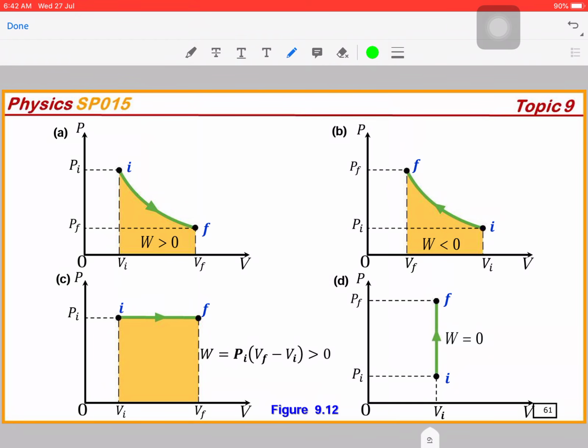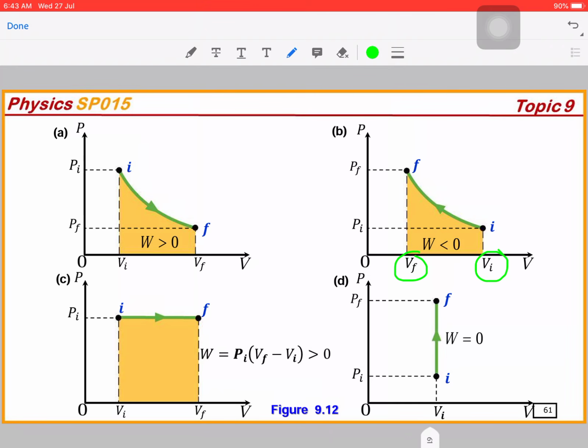So we have A, B, C and D. Okay. You can see that the work done, okay, for process A, initially VI, V final, okay, the direction is to the right, right? So your W is bigger than 0. We'll say that W is positive. Okay, but for B process, okay, dia gerak ke kiri, right? Okay, so that means the volume, ataupun it is compressed. Okay, the volume decreases. Initial volume dia lagi besar daripada final volume. Okay, so your W is negative.